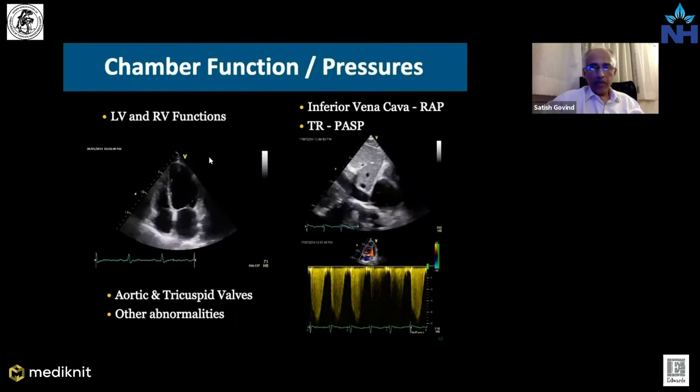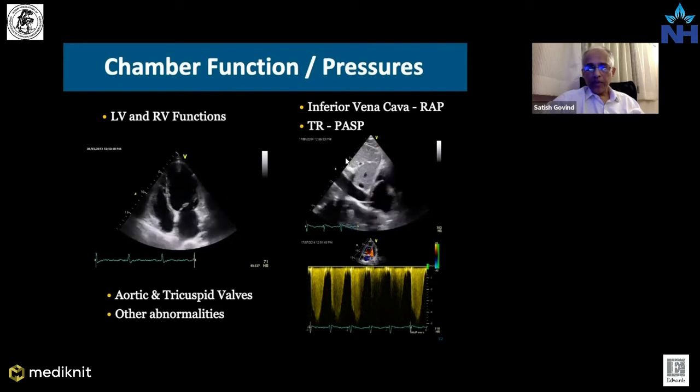For RV function, you can use any of the methods, TAPSE or the tissue Doppler. Again, severe RV dysfunction is not favorable for Mitraclip. We also make sure that other pathologies are not missed, as they can have an impact on the Mitraclip decision making. For example, if there's significant aortic and tricuspid valve pathology, that's a problem, and also any other abnormalities which may influence the Mitraclip decision.